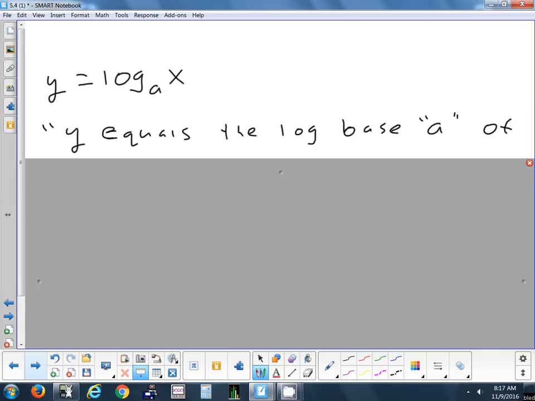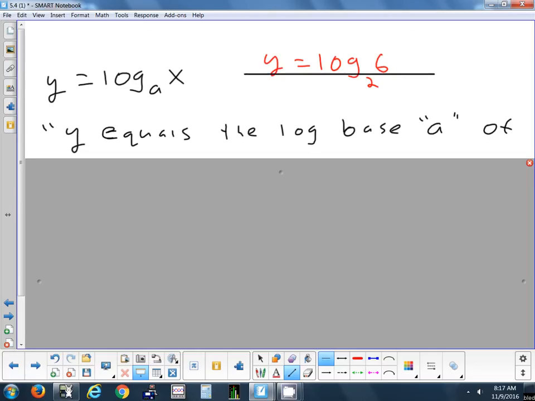So if I had something like y equals this, how would you say that? Y equals log base 2 of 6. And if you're writing it on lined paper, just to show you how it would look, the 6 is right on the line. The base 2 is actually below the line.